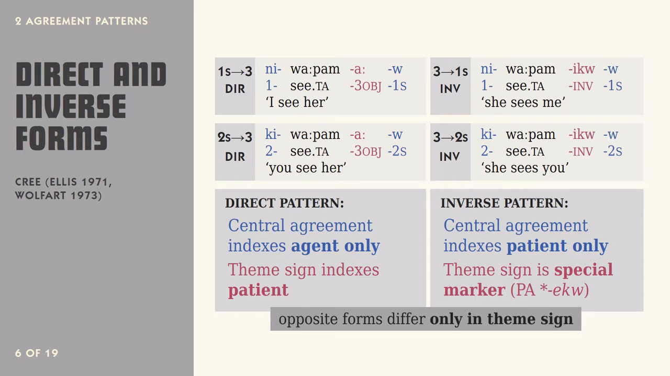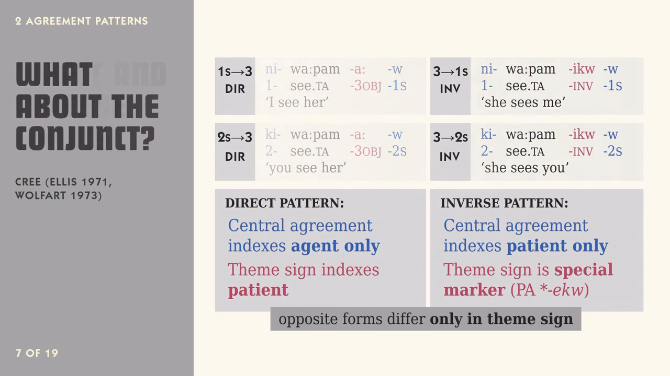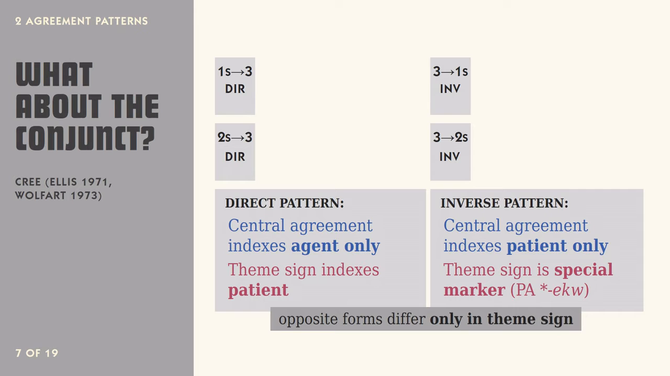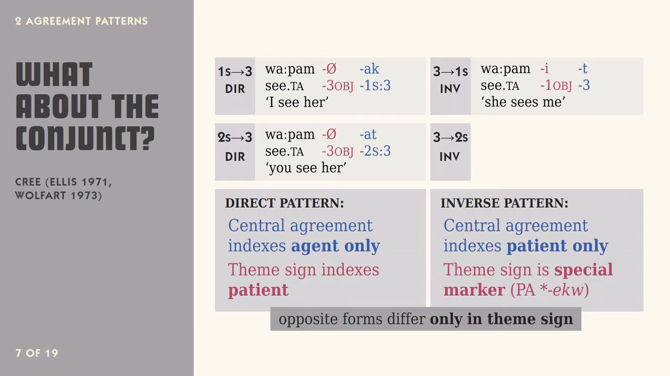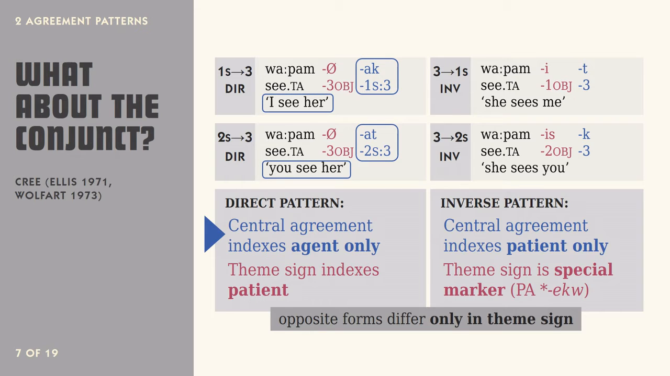This description is based on independent verb forms, but we also need to think about the conjunct. Here are the Cree conjunct forms for 1-on-3 and 3-on-1, and for 2-on-3 and 3-on-2. Most other Algonquian languages have similar forms. Let's think about whether these forms fit the descriptions of the direct and inverse patterns. In the direct pattern, the central agreement indexes the agent only, but in the conjunct forms, the central agreement actually indexes both arguments simultaneously, so that doesn't fit.